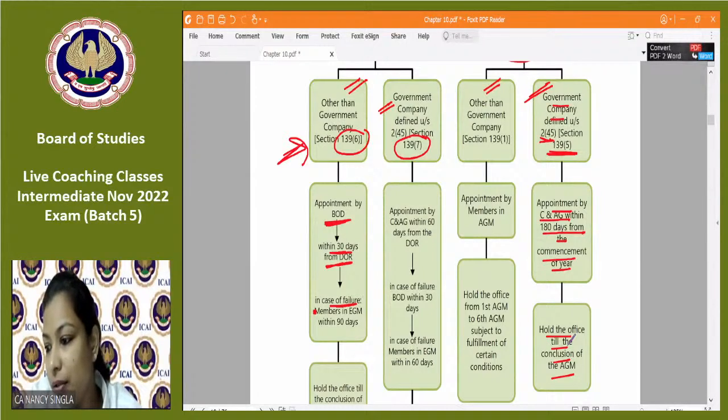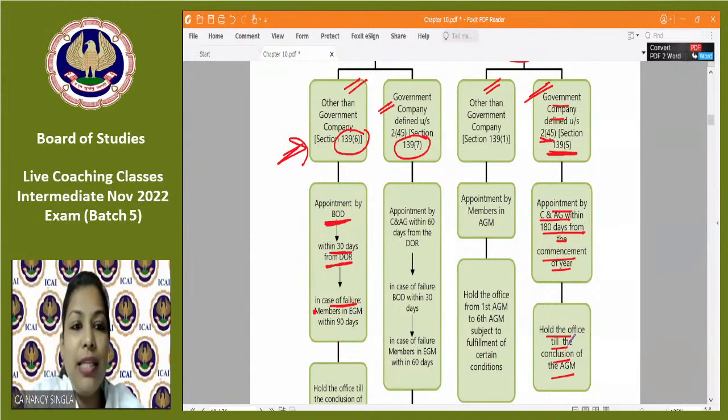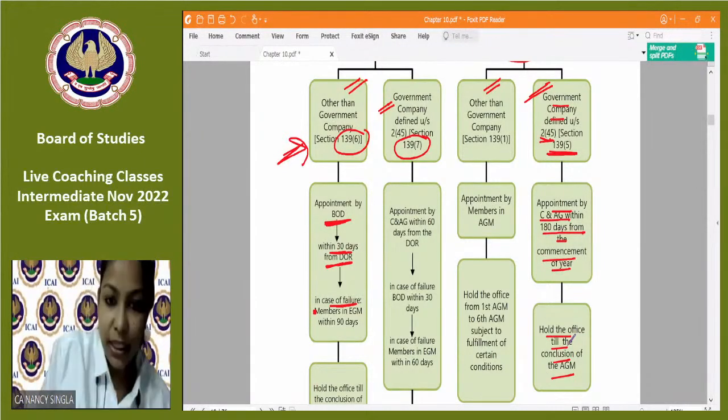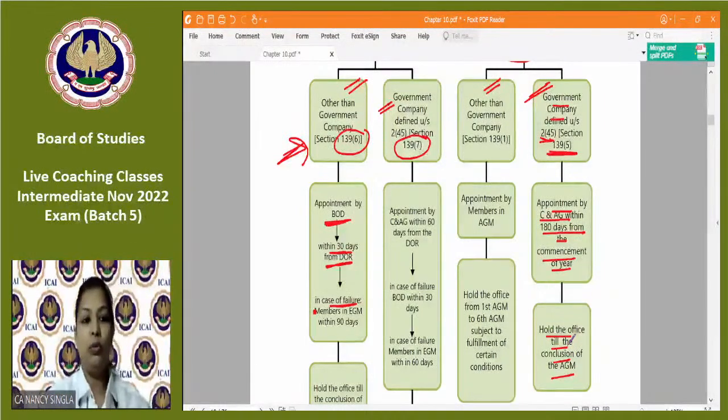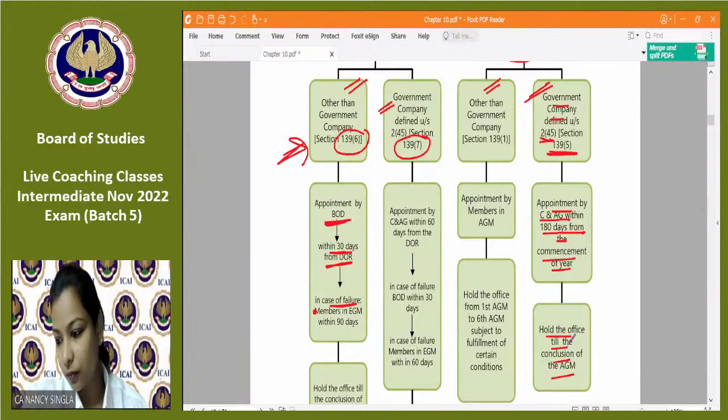Meghna, you are correct. Rahul, you are also correct. Hitesh is correct. Akshay is correct. So tell me, is section 139 subsection 6, 7 and 5 clear? Quickly send in your replies, because before completing the session for today, I need to complete section 139 subsection 1 also.